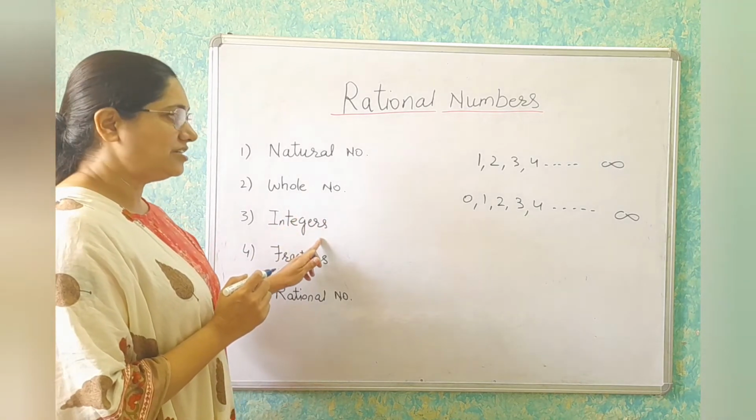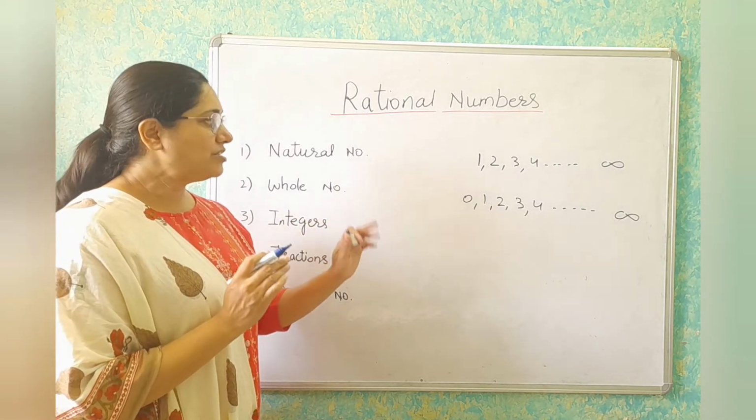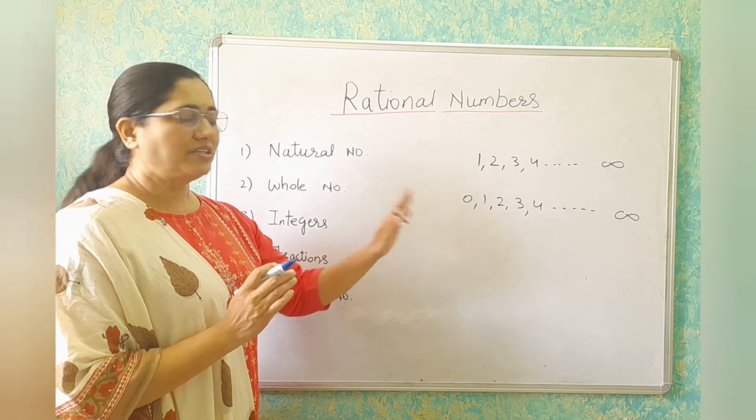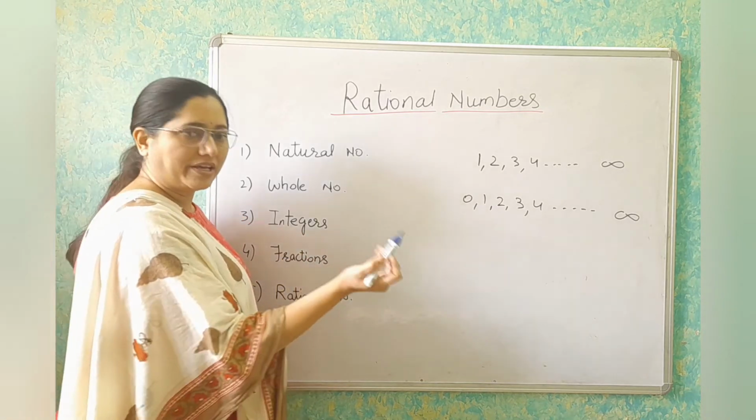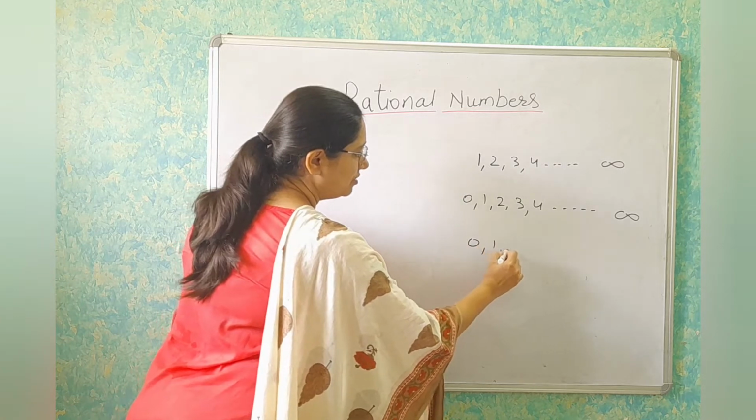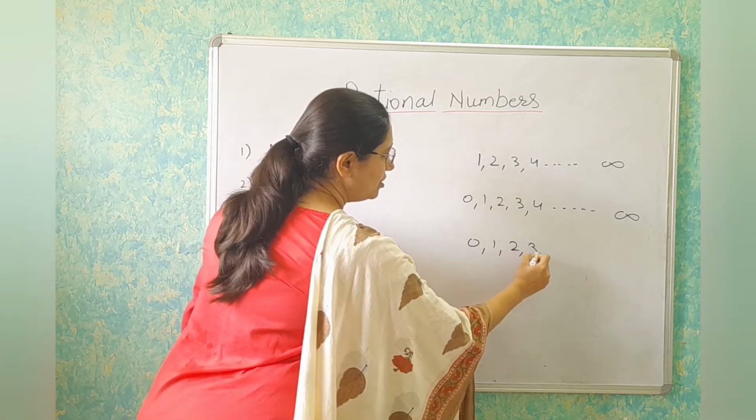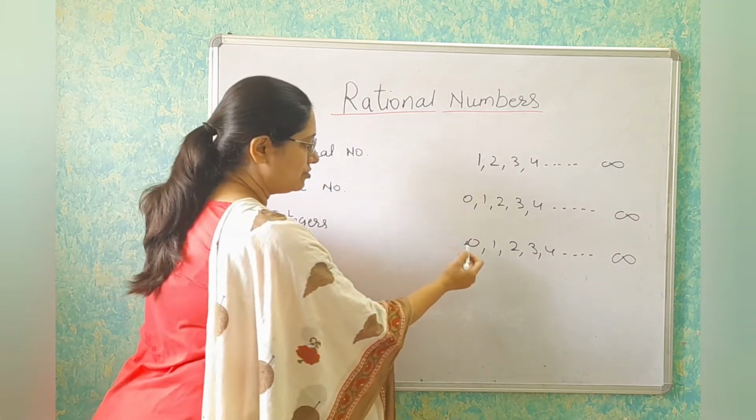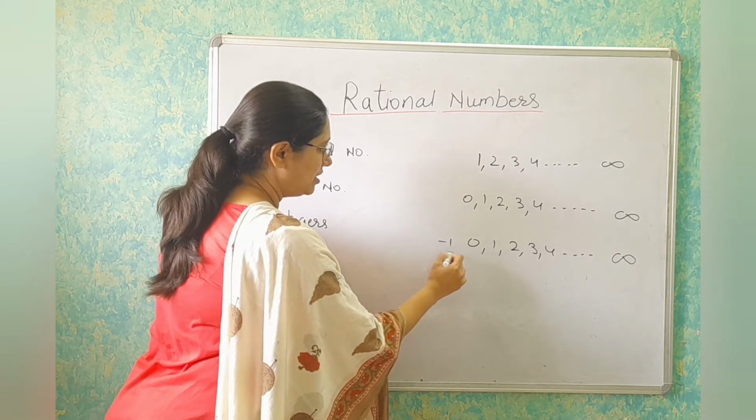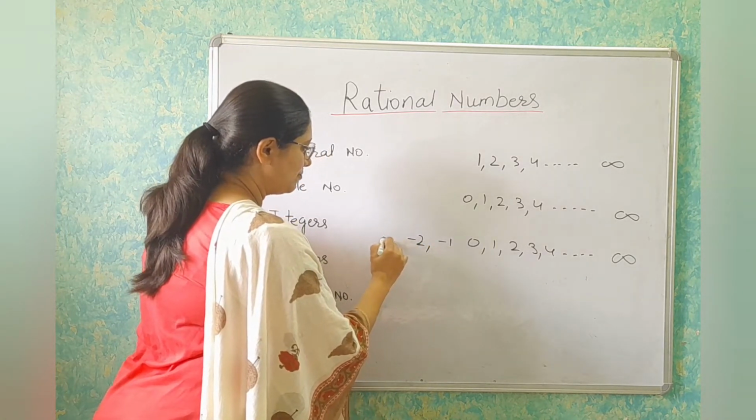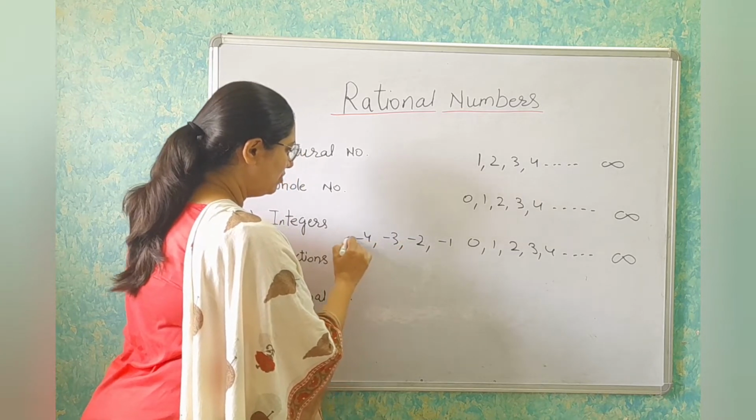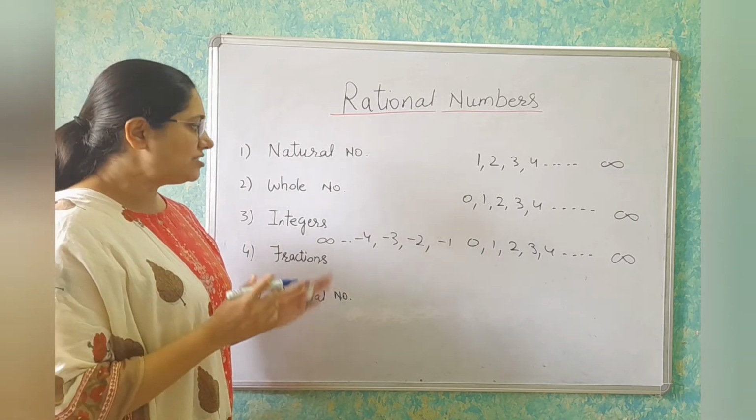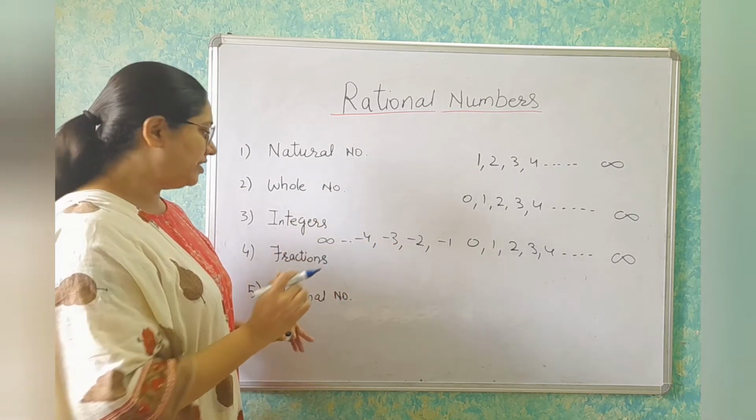Third one is integers. Now if I add the numbers which are less than 0, or we can say negative numbers in this series, then all these numbers will become integers. So I can represent it as 0, 1, 2, 3, 4 up to infinity, and now I am adding negative numbers also before 0. So minus 1, minus 2, minus 3, minus 4, and this series will also go up to infinity. So we can say integers are the numbers which extend at both the ends.